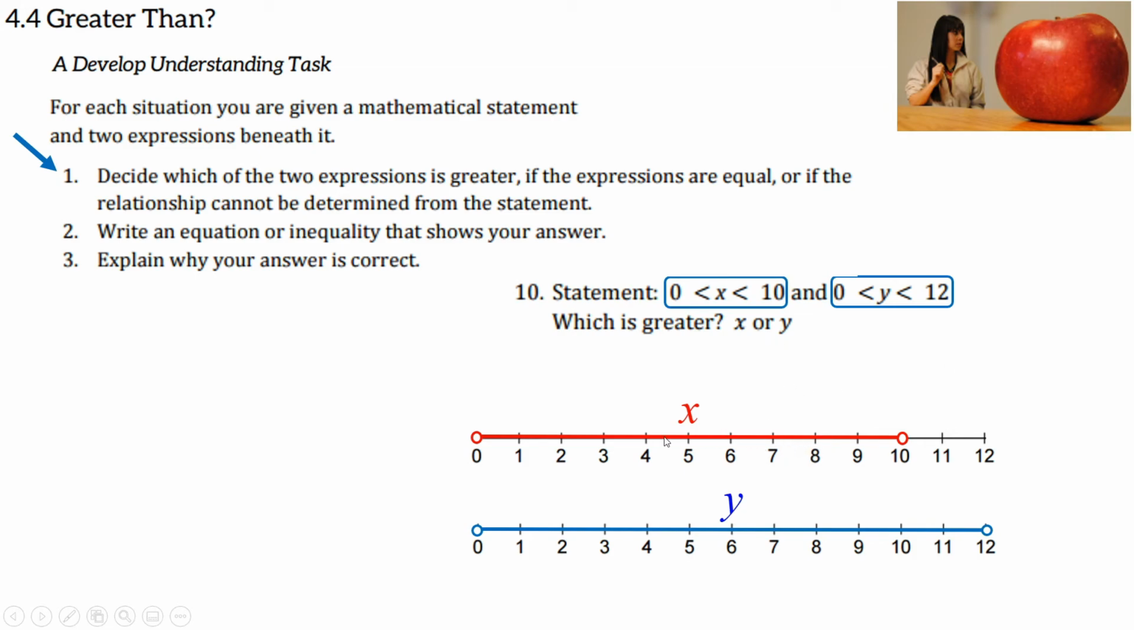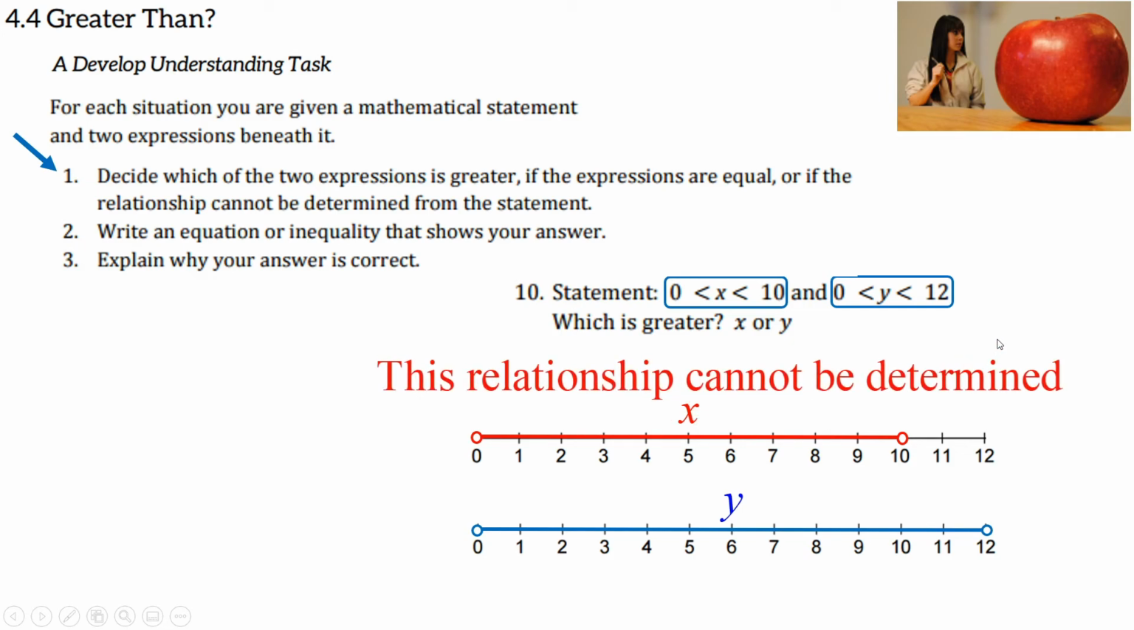Well, it depends upon which x we use and which y you use, right? Because if x is 2 and y is 11, then x is less than y. But if x is 9 and y is 2, then x is greater than y. And what if x is 6 and y is 6? Then x equals y. This is another frowny face again. This relationship cannot be determined. And I didn't even use an inequality, but what I did use is two really good graphs right here.